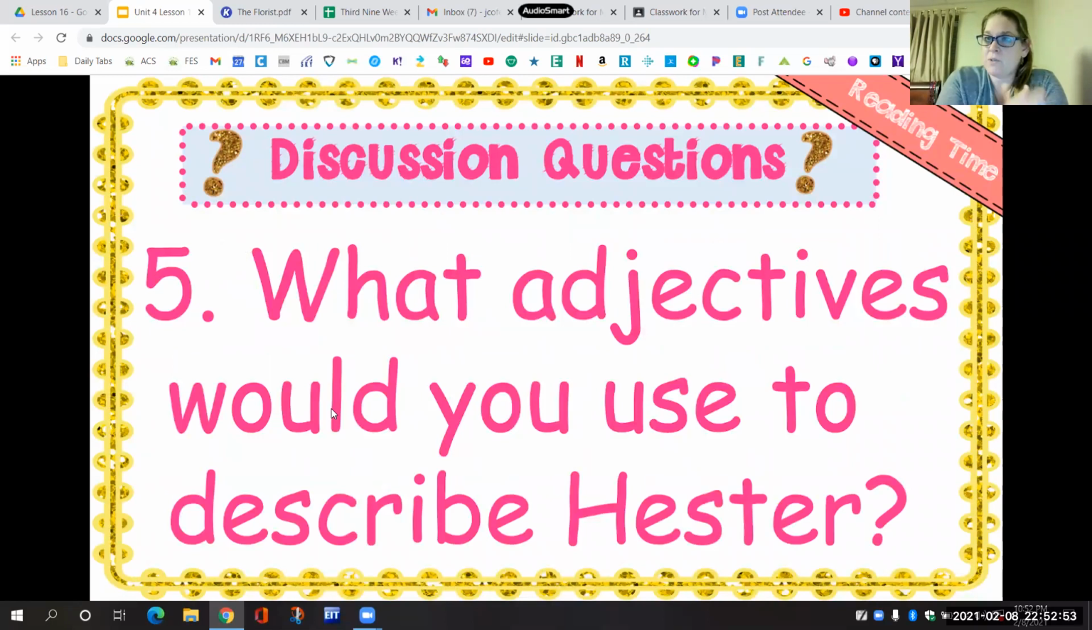What adjectives or describing words would you use to describe Hester? Think about what did she look like? How did she act? Those are adjectives that describe her.